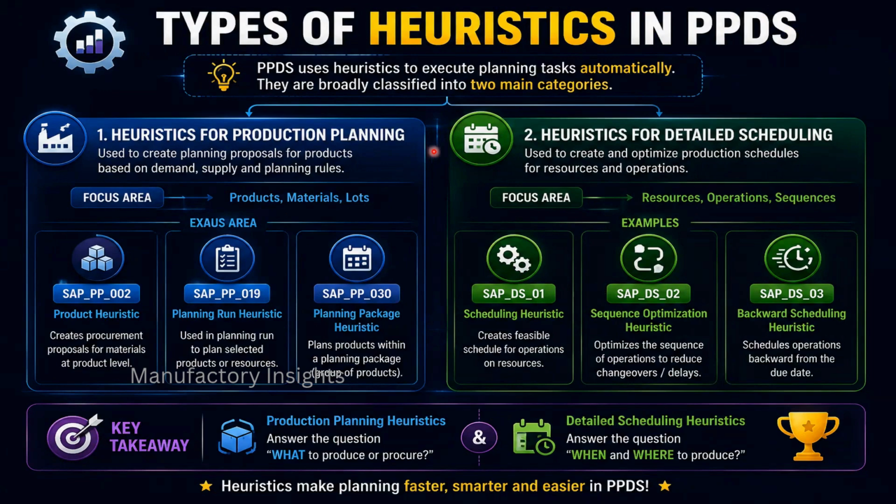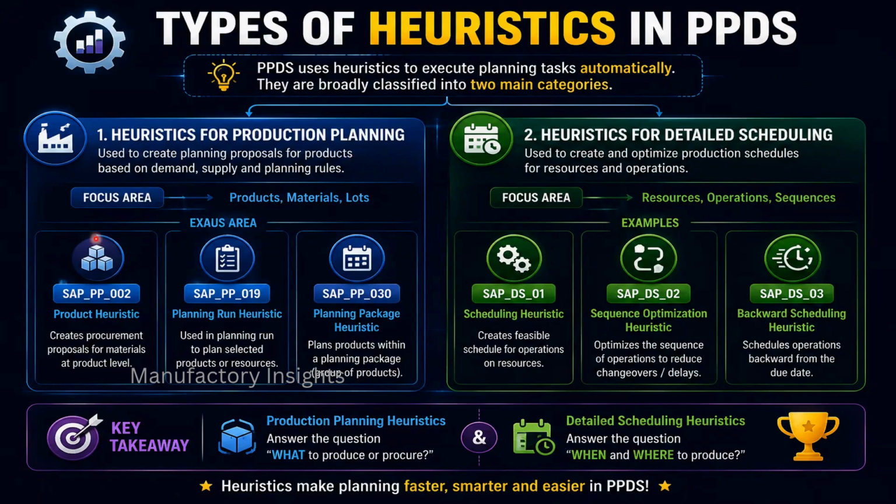SAP PPDS provides different categories of heuristics to support different planning needs. Majorly, we can categorize them as planning heuristics and scheduling heuristics. Planning heuristics focus on creating supply proposals to satisfy the demand. Scheduling heuristics focus on sequencing and resource scheduling. Under the planning heuristics, you can categorize product heuristics as well as service heuristics.